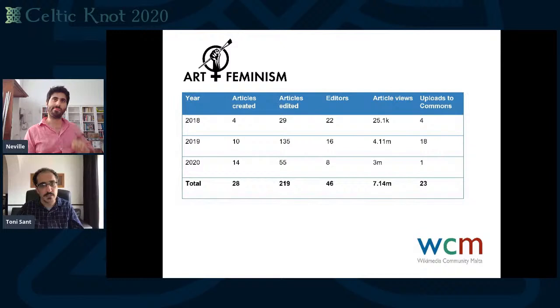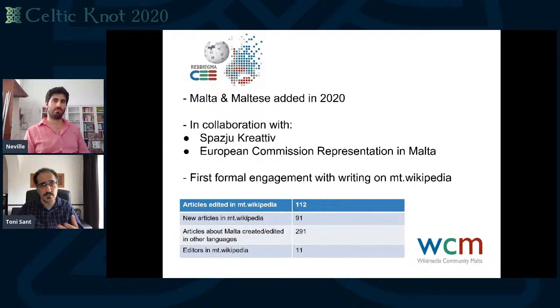Again, if we look at where we are most recently with the next event, which is CE Spring, we only started doing this last year. And you can see the number of new articles in the Maltese language Wikipedia just through this, right there on the slide. Working with 11 editors, working actively on articles, but at the same time working in other languages. So this was really quite good, we thought.